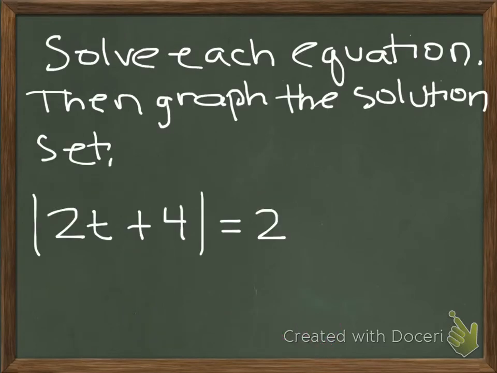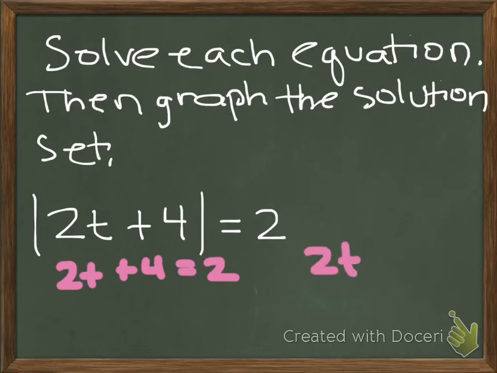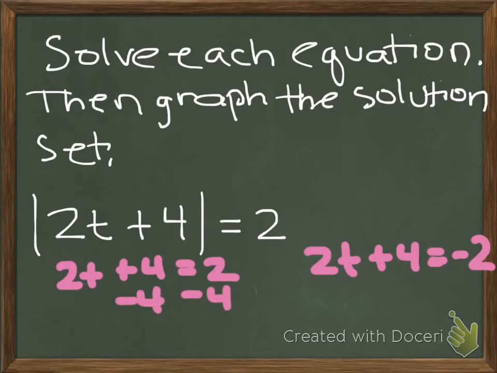Here we're solving an absolute value equation, so we need to split it up into two equations to get our two answers. The second equation is going to make the 2 negative. So we solve for t by subtracting 4. We can also do that to the other equation.